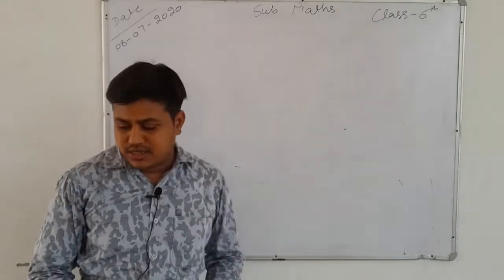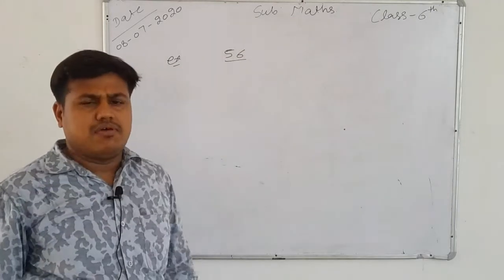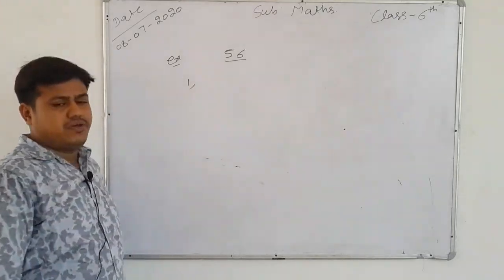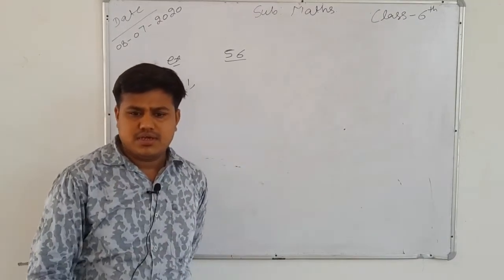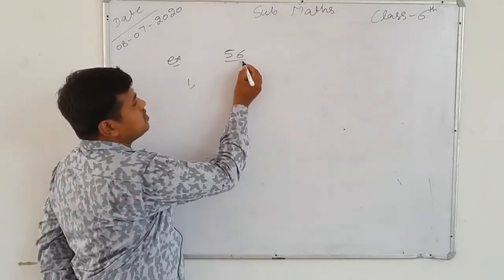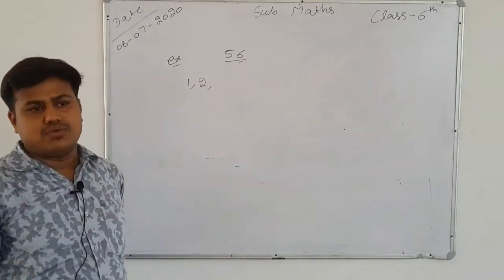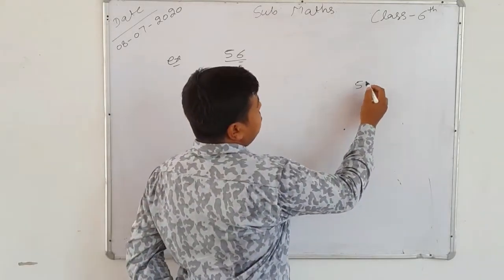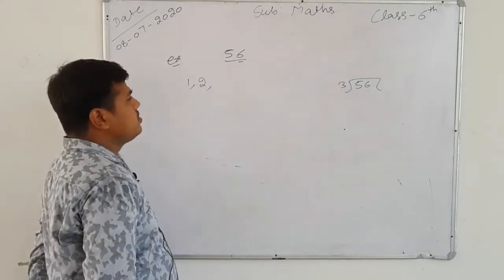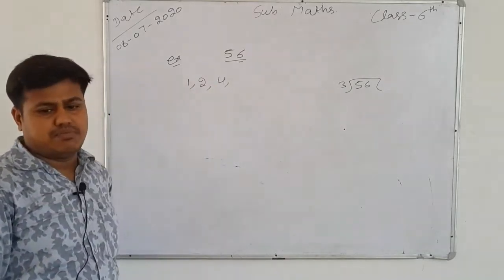After that, let's take another example. If we choose 56, how will we find the factors of 56? Let's see. We know that 1 is a factor of any number. 56 is an even number because the unit place is 6. It means 56 is also divisible by 2. And if we choose 3, we know that 56 is not completely divisible by 3. After that, if we take 4, it is completely divisible by 4.